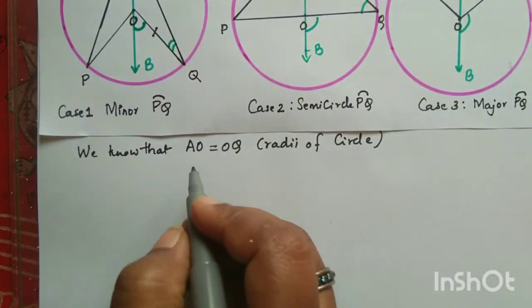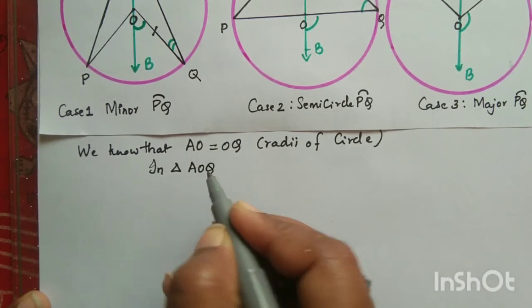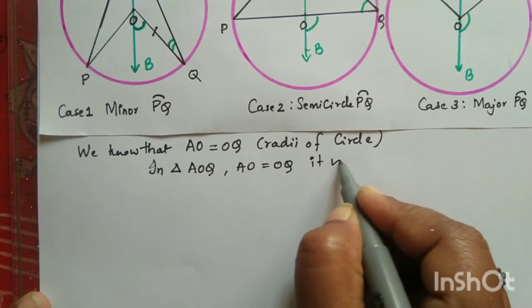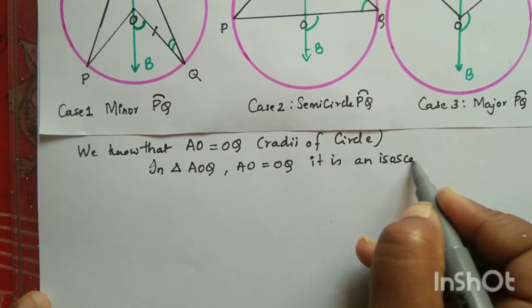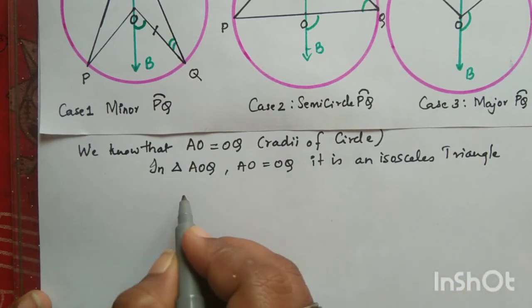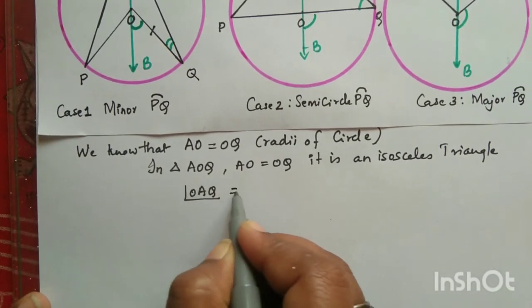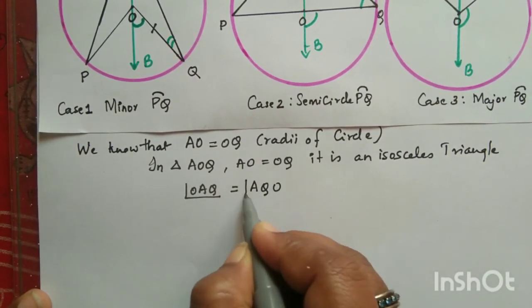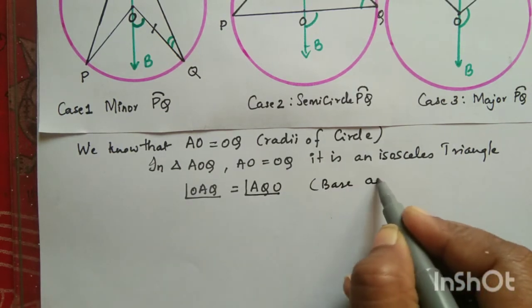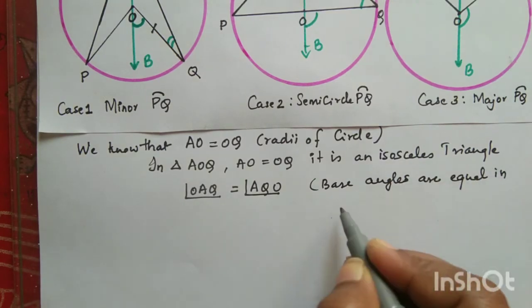So I will just write down, in triangle AOQ, AO is equal to OQ. So it is an isosceles triangle. Since it is an isosceles triangle, you can write angle OAQ is equal to angle AQO. Here the base angles are equal in an isosceles triangle.